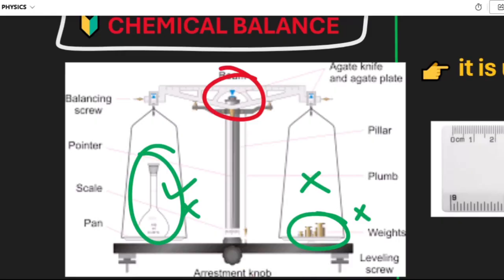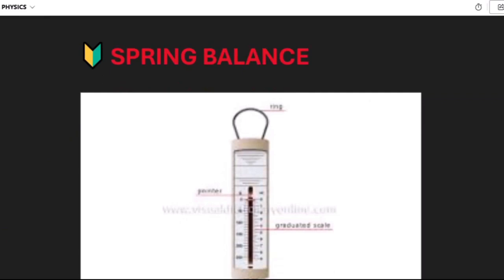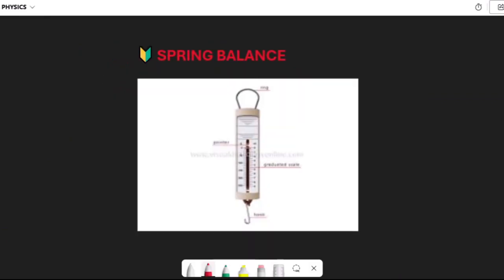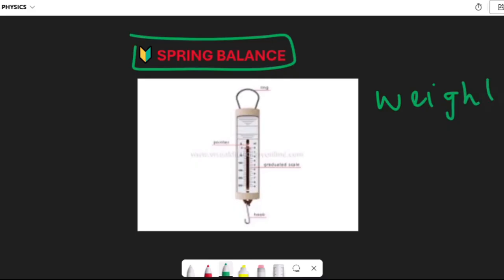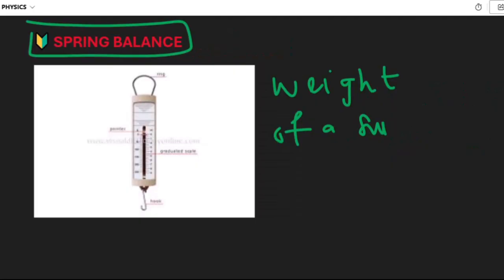Let's move on to the other kind of instrument we use to measure mass. The other instrument is called the spring balance. Basically, the spring balance majorly works with the weight of a substance, not really the mass.